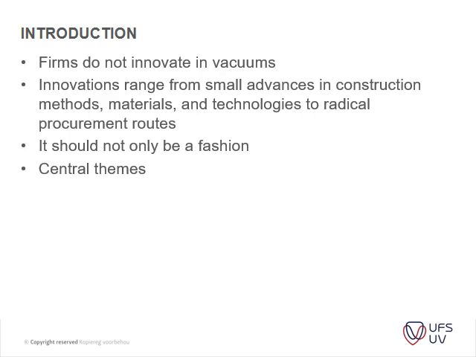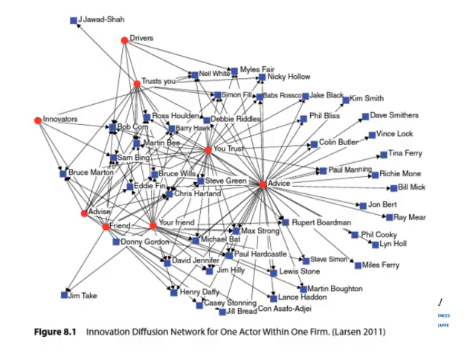So basically, the short and the long of this research that they did is they looked at the bigger portion of the construction industry as a whole. Okay, so now what they found was that there's a couple of central themes that run all through the diffusion of information. Innovation, methods, materials, and technologies, and radical procurement. Okay, we spoke about that.